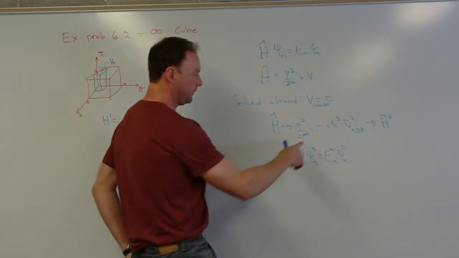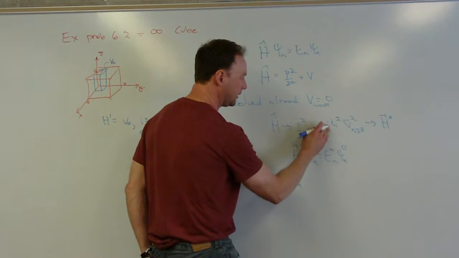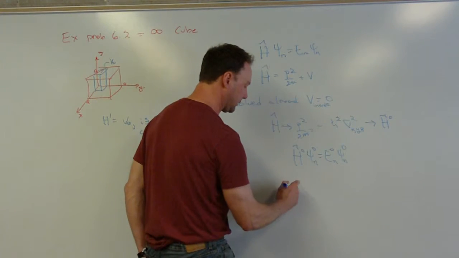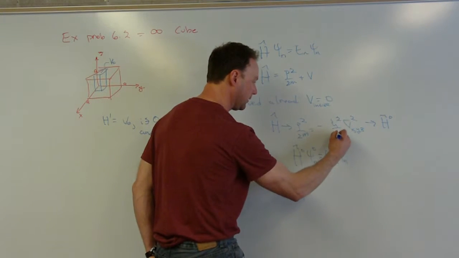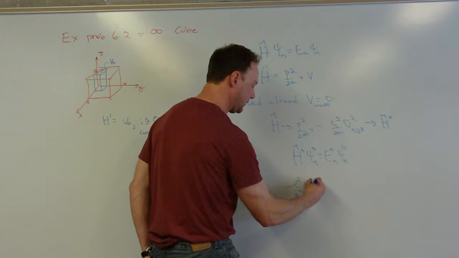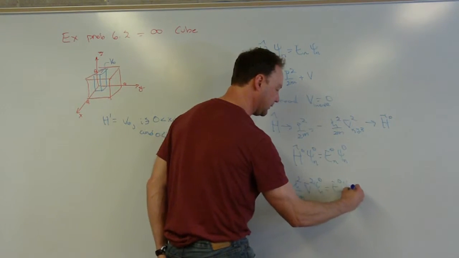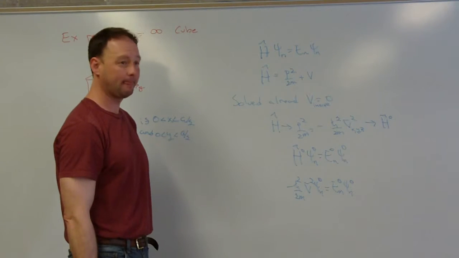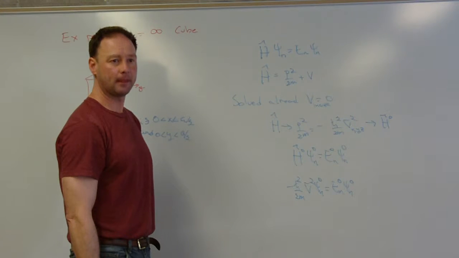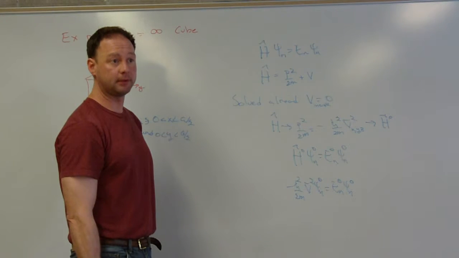Right? And so if you were to write this, minus, sorry, there's no i there, right? Minus h bar squared over 2m del squared psi n0 equals E n0 psi n0. How do you go about solving that? Separation of variables, right? We did that. When you do separation of variables, what would happen?